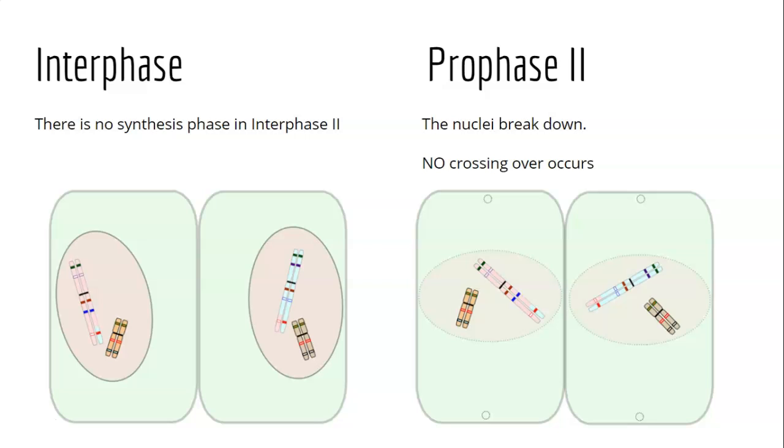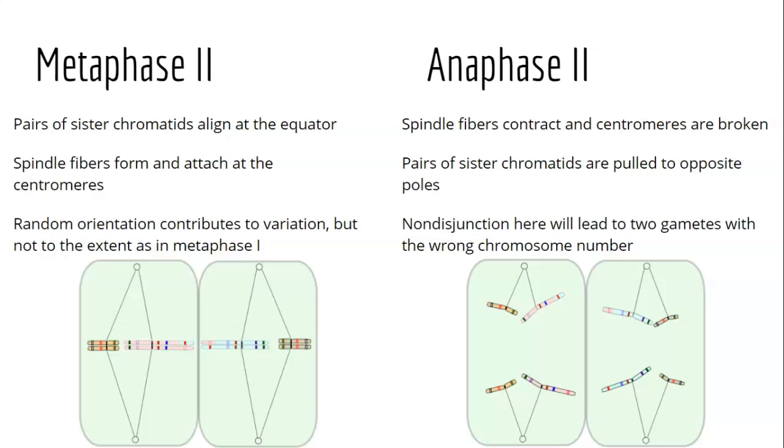So interphase happens again, but there's no new synthesis, and it happens really quickly. You don't spend a lot of time in it like you would in the initial interphase. In prophase 2, you have the breakdown of the nuclei, and no additional crossing over occurs. Then you go to metaphase 2 and anaphase 2. Again, you have the same general idea happening.